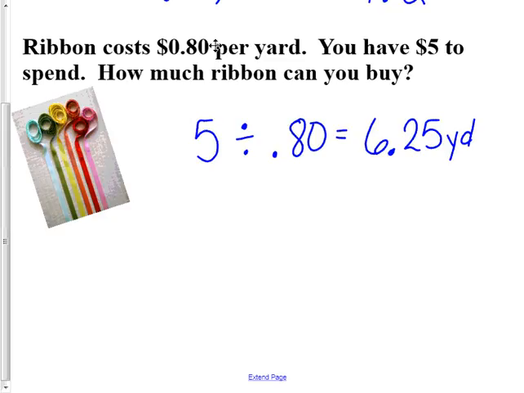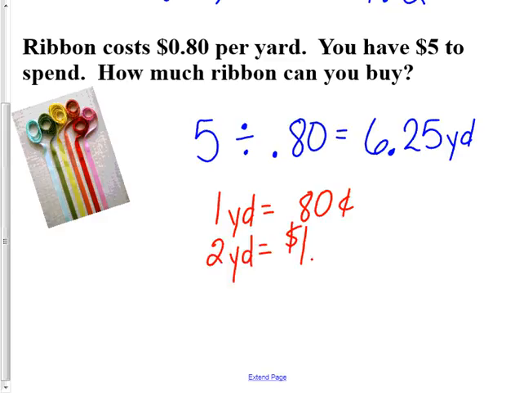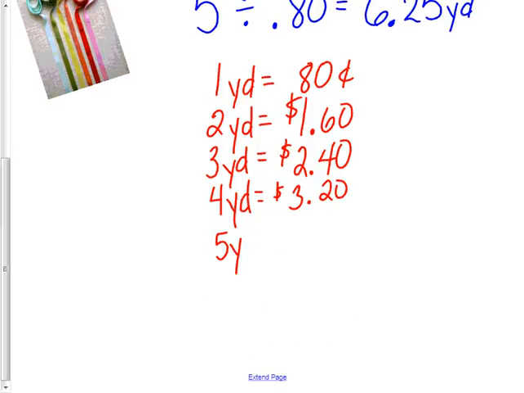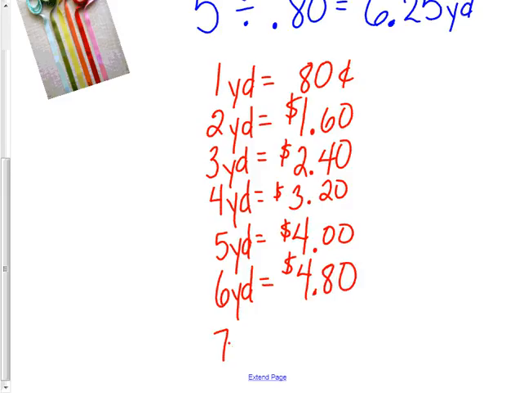Now, if you weren't sure how to do that as a division, could you do something like this? 1 yard is 80 cents. 2 yards would be $1.60. 3 yards would be another 80 cents, so it would be $2.40. 4 yards would be $3.20. 5 yards would be $4 even. 6 yards, if I had another 80 cents, would be $4.80. 7 yards would be $5.60.